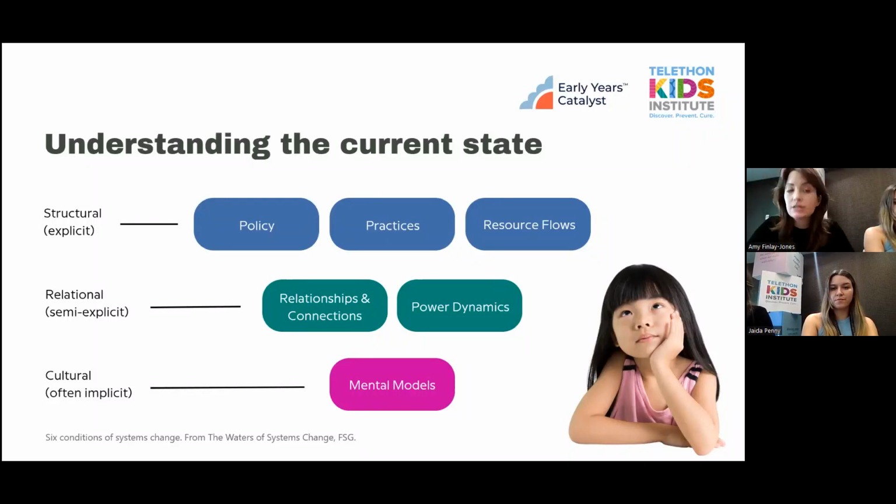To a lesser extent, we talk about changing relationships and connections. These are things that are often assumed, as are the power dynamics that underpin relationships and whose voice gets heard in any given situation. And underpinning those dynamics is what we call the cultural level of change, and can also be thought of as the transformational level of change. And this is often implicit, and this is the level of mental models or cultural models, which is the focus of the work that we have been doing. So trying to unpack what are the mental models that are underpinning the current state of early child development systems and outcomes in Australia today, and how might we shift those?